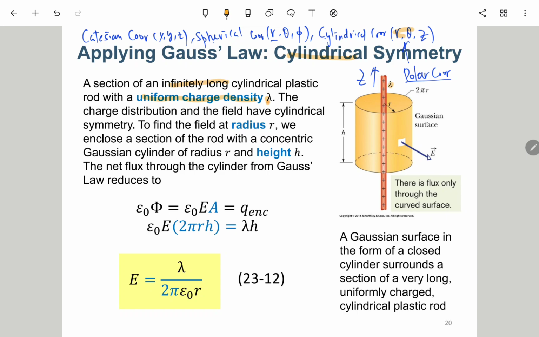So the rod, the charge distribution and the field have cylindrical symmetry, because this is infinitely long.